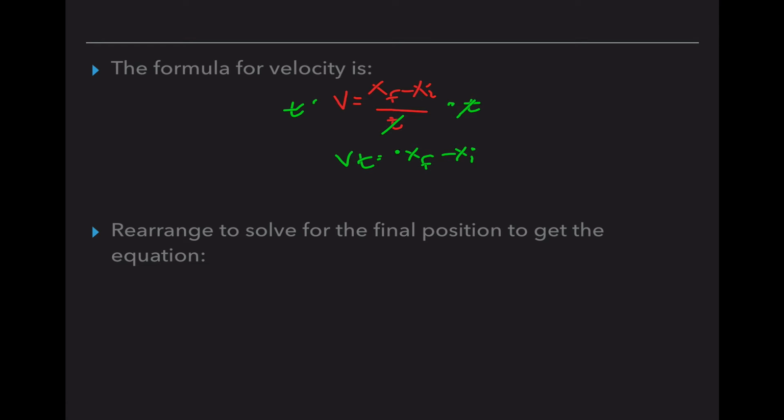Now, we're not done yet because xf is not completely isolated. So in order to get it by itself, we have to add xi to both sides in order for those to cancel. So I'm going to rewrite our final position down at the bottom. xf equals xi plus v times t. Okay, so this is an equation that we can use to solve for the final position. It is just a mathematical rearrangement of the velocity equation.